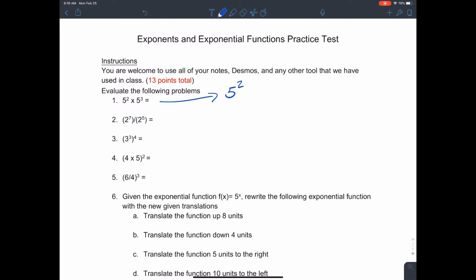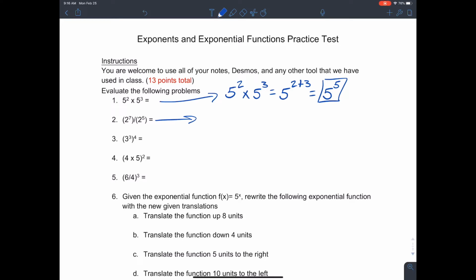5 squared times 5 cubed. Properties of exponents say we do 2 plus 3 when they have the same base. 5 to the 5th power. Now, I would have accepted this answer. Box it. If you went further, great. 5 times 5 times 5 times 5 times 5. It's a huge number.